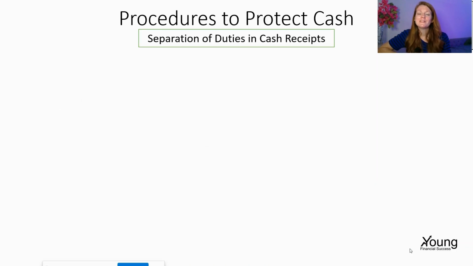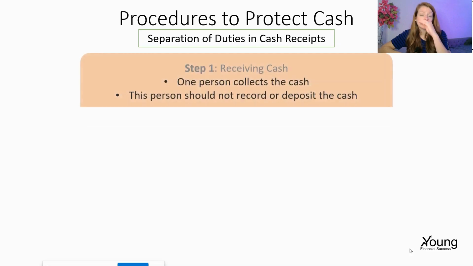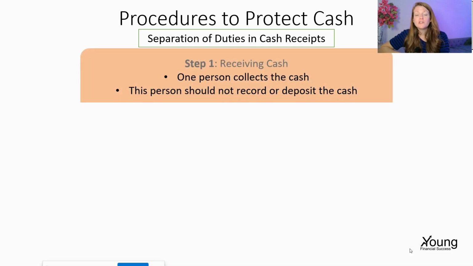So let's talk about some procedures to protect cash. First, we're going to focus on protecting our cash receipts when our company has money come in. So, several steps we want to follow here. First, we receive the cash. This could be cash or checks. We've got one person who is collecting the cash.